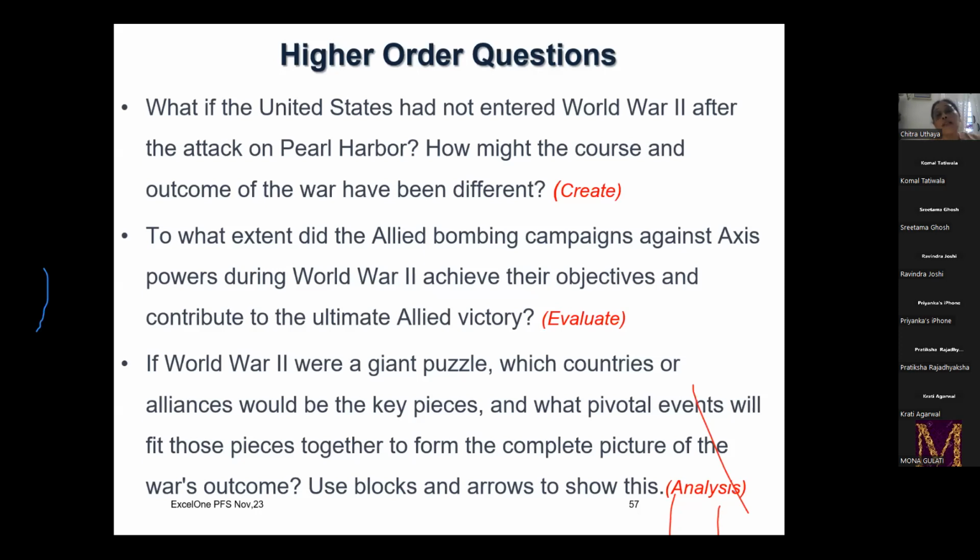You can also ask an analysis question. If World War II were a giant puzzle, which countries or alliances would be the key pieces? And what pivotal events fit those pieces together to form a complete picture of the war's outcome? Students can use blocks and arrows to show how this puzzle actually fits together.